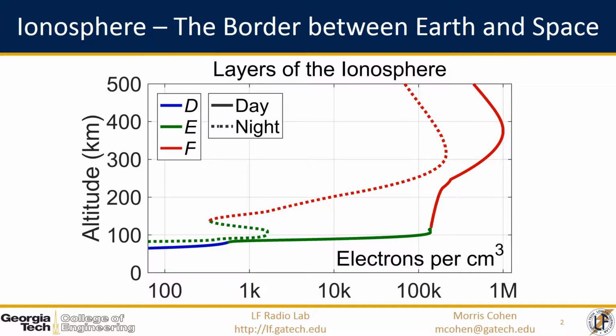Now this region is electrically charged, and the reason that happens is that you have X-rays and ultraviolet light from the sun that comes in and smashes against the upper atmosphere and rips apart molecules. And so you get this electrically charged gas called a plasma, and we call this the ionosphere. The ionosphere itself is split up into different regions. The part that we are interested in is the bottommost part of the ionosphere called the D region.